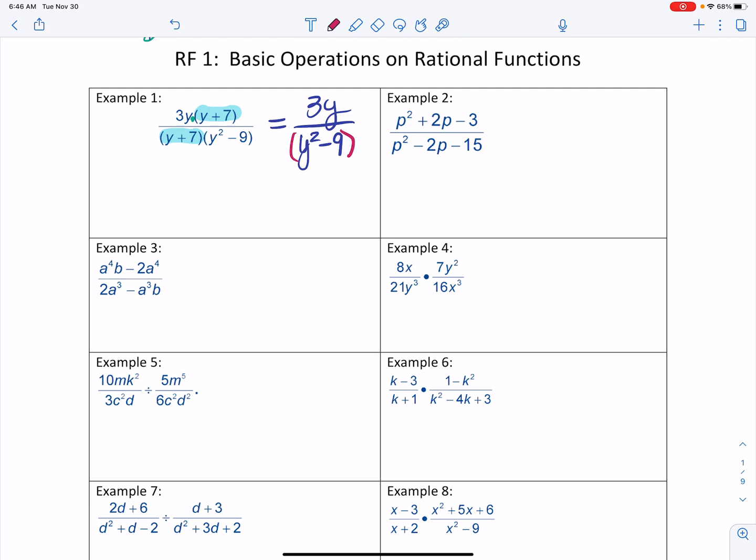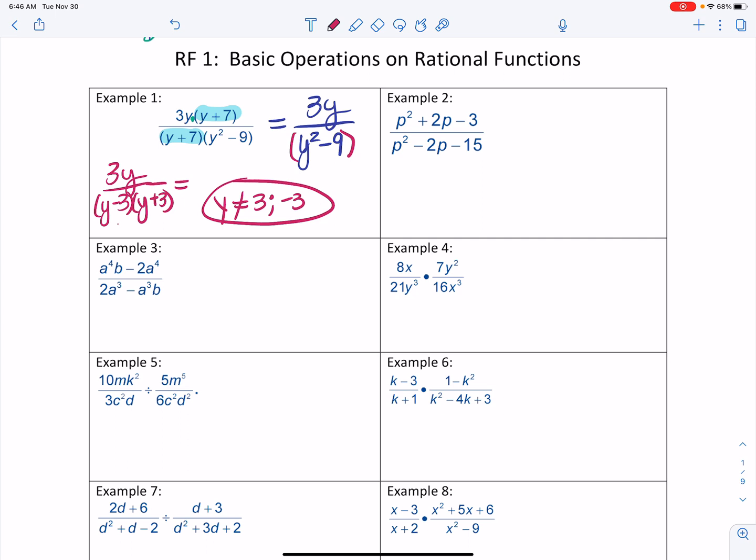Okay, now on some of your homework, I'm just going to go over this on a couple. It's also going to ask you what values are excluded. And so you would have to factor first. So basically, y can't equal 3 or negative 3. And that's why this chapter is going to get difficult, is because we're actually going to graph these.